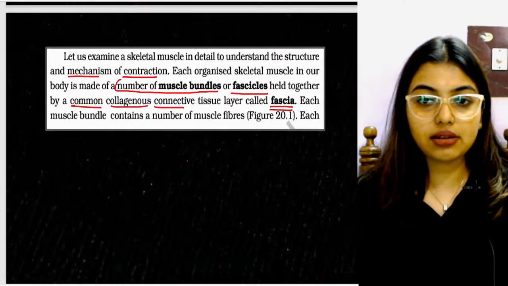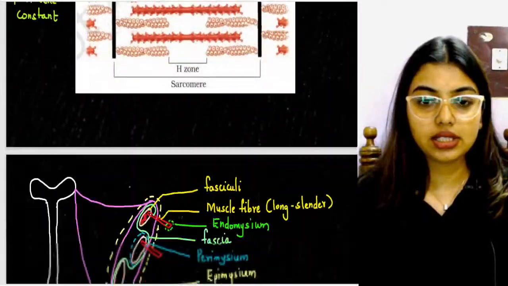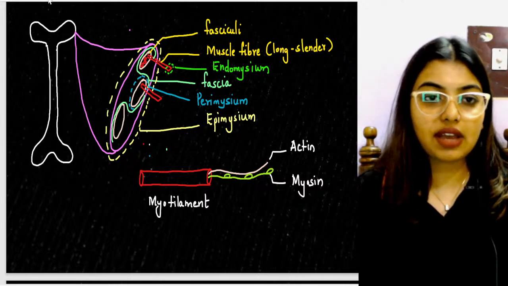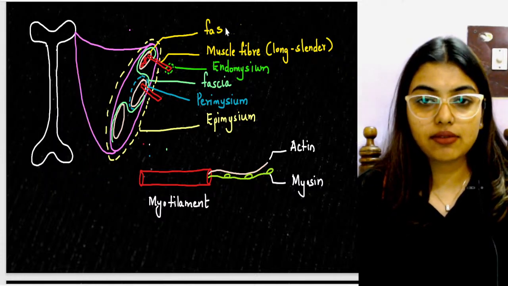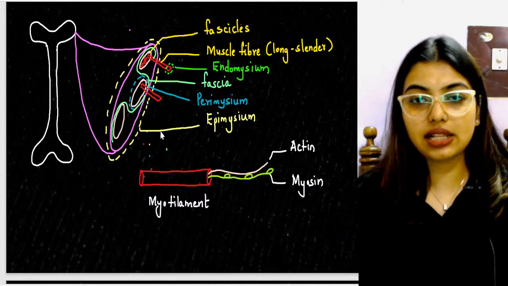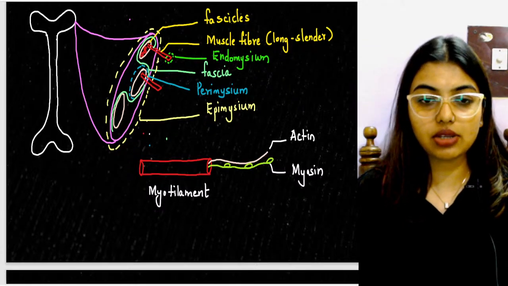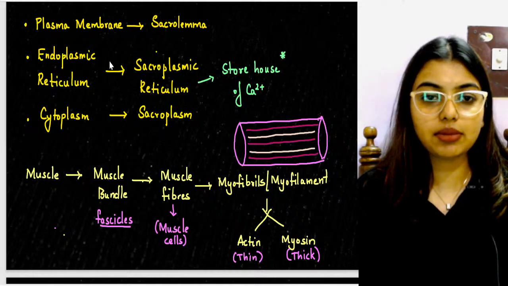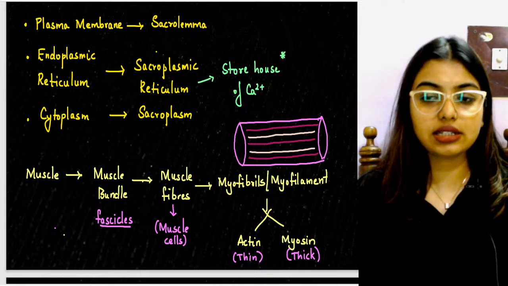Okay, and here I have drawn the muscle to make you understand about each of the part. So we have fascicles. I always write this spelling wrong. Fascicle, they are the muscle bundles, muscle fibers, then the covering, endomysium, perimysium and epimysium, then your myofilaments, how the actin and myosin is coming out. Then here students, I have written about the different names of each of them: plasma membrane, endoplasmic reticulum, cytoplasm, muscle, muscle bundle, muscle fiber, myofibrils, actin and myosin.